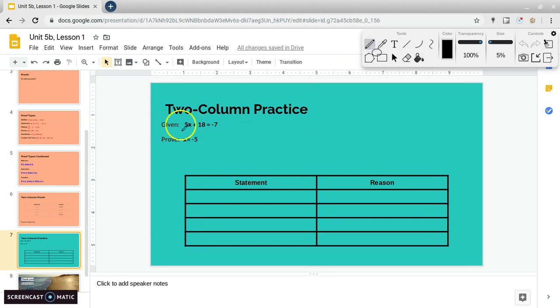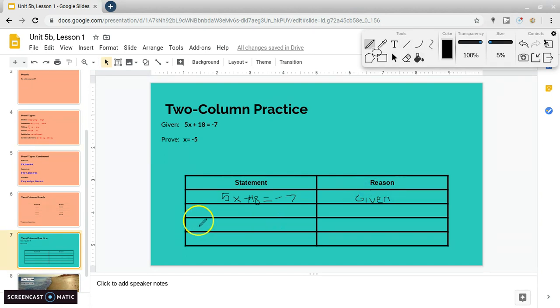Okay, there we go. So they gave you 5x plus 18 equals negative 7. And then you have to prove that x equals negative 5. So the first thing that you need to do, and who knows if this will even be enough columns, is write the statement. That's very messy, but that's just a statement. So you write given for the reason why it's like that, because that's what they gave you. That just makes sense.